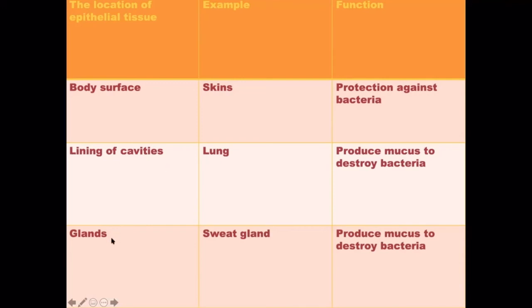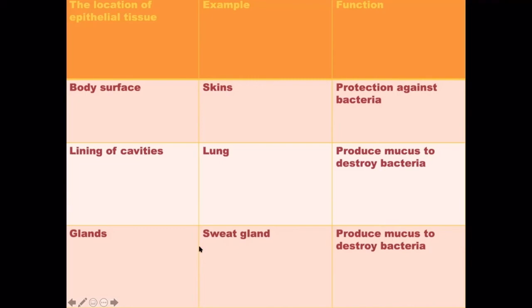And the last one, we can find epithelial tissue in the gland. Okay, for example, sweat gland. Okay, sweat gland, the function is, this one for sweat, the function is not to produce mucus. Instead, the function of sweat gland is to produce sweat, okay, to destroy bacteria.